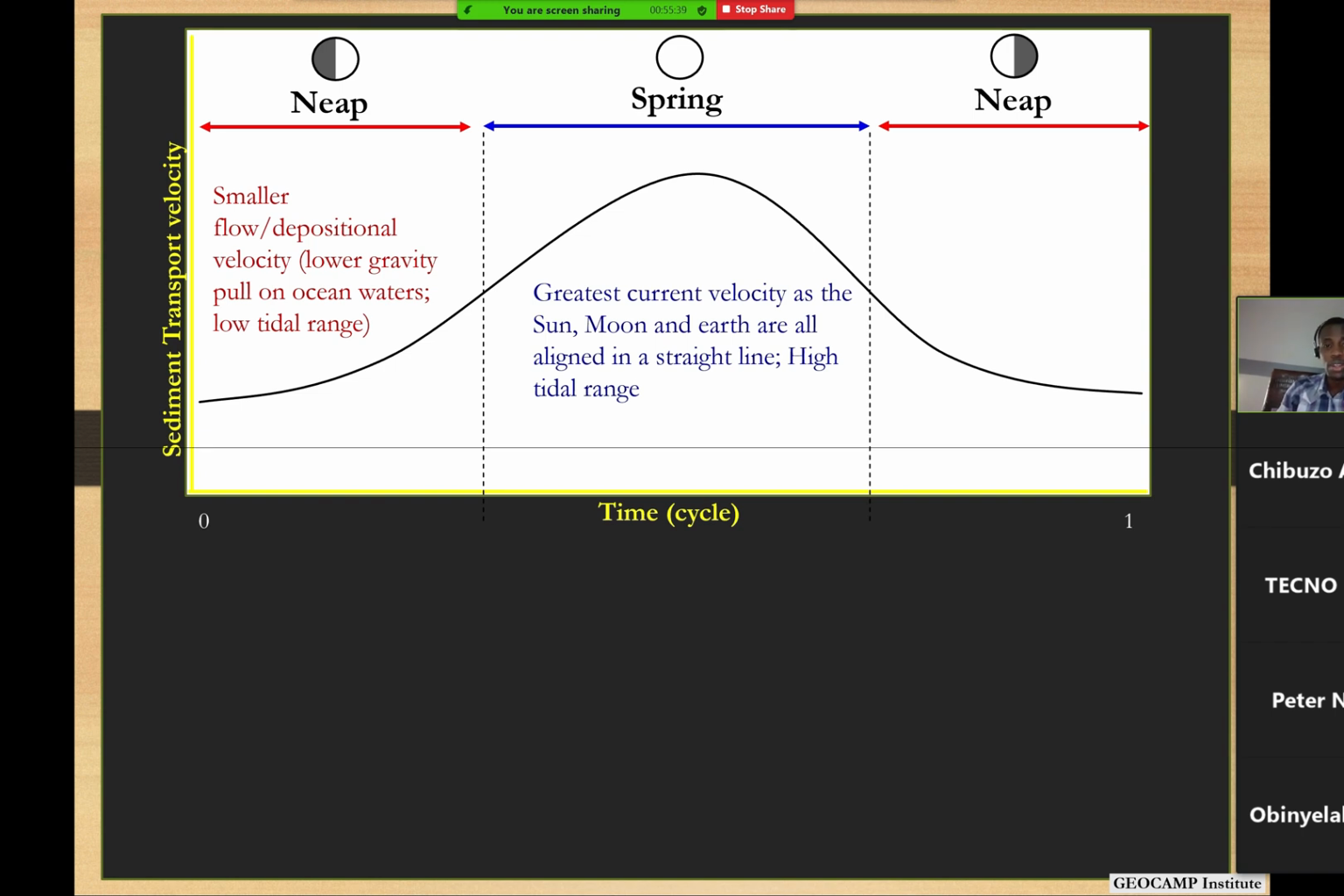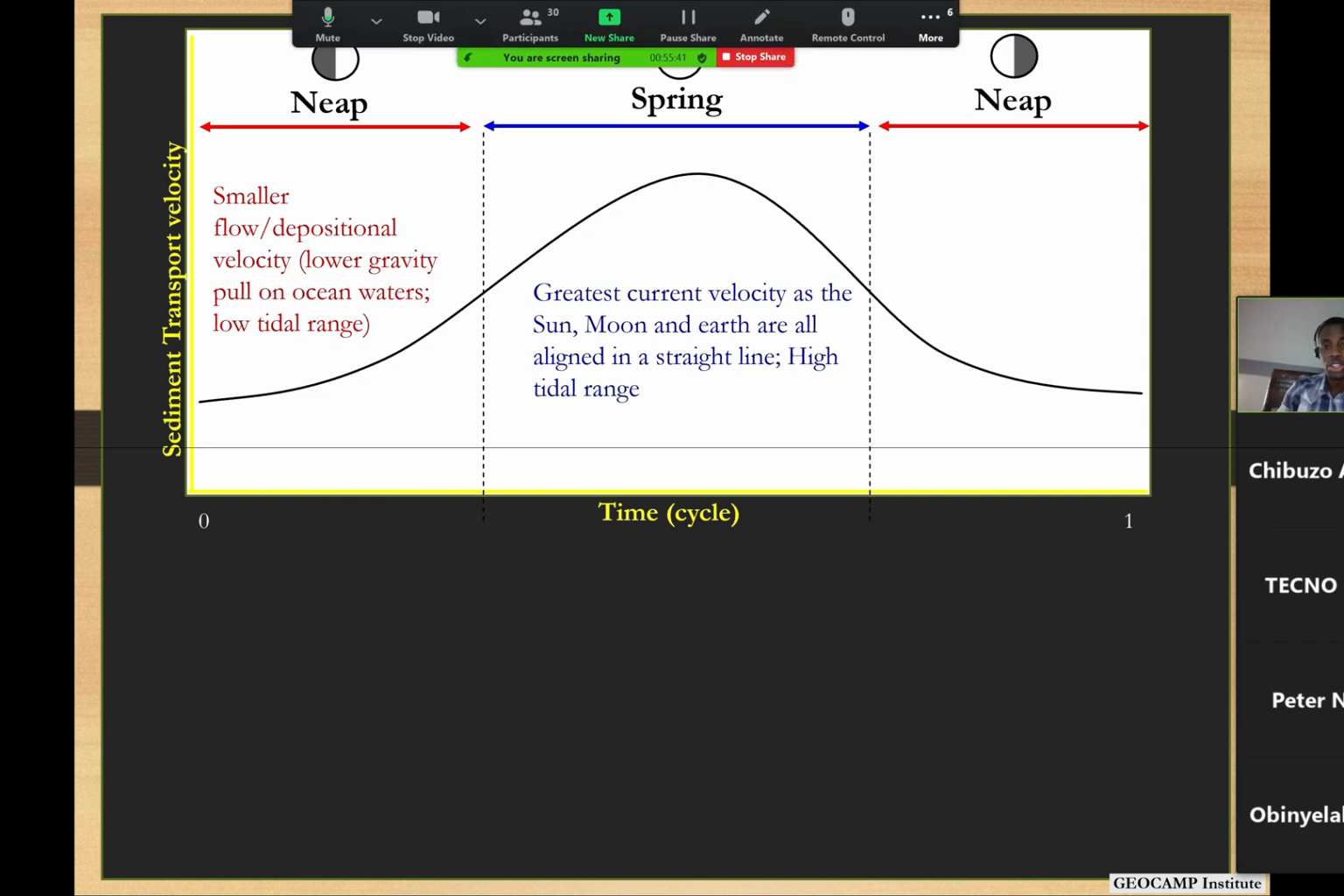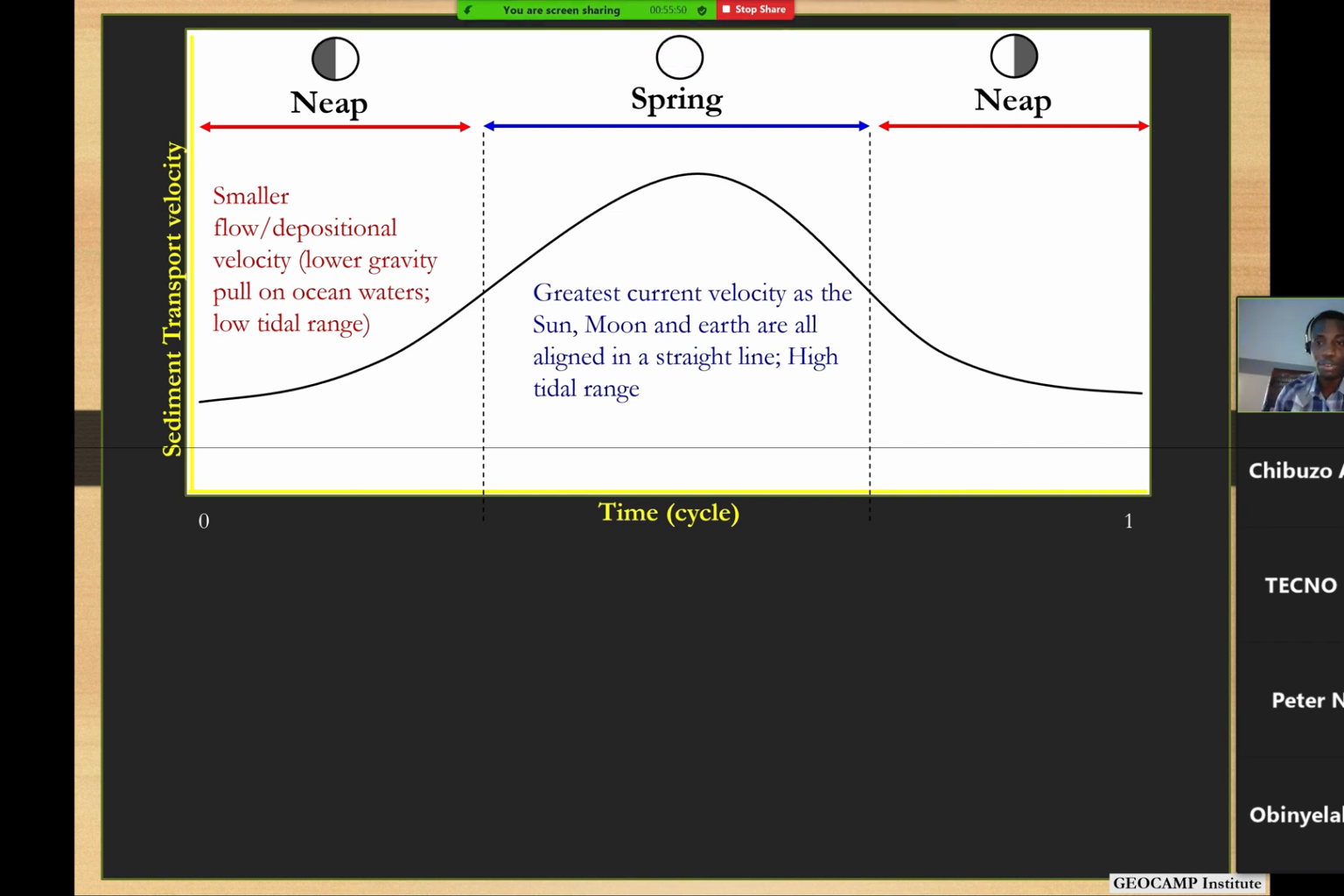The moon, the sun, and the earth are at 90 degrees orientation to each other, and that's when we have the lowest pull on the earth. So during this period, because we have the lowest pull on the earth and we have the lowest tidal force, in terms of sediment transport velocity, you're going to have smaller flows, smaller depositional velocity, and that's because of lower gravity pull on the ocean water.